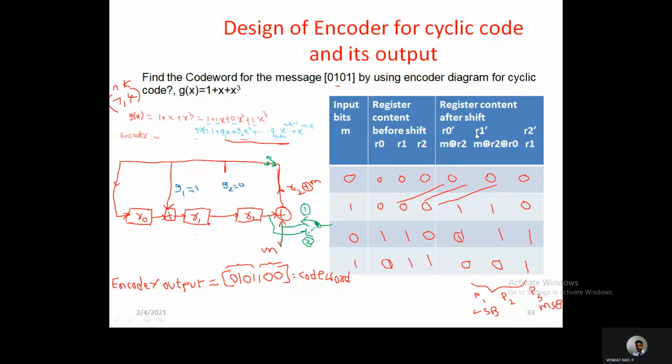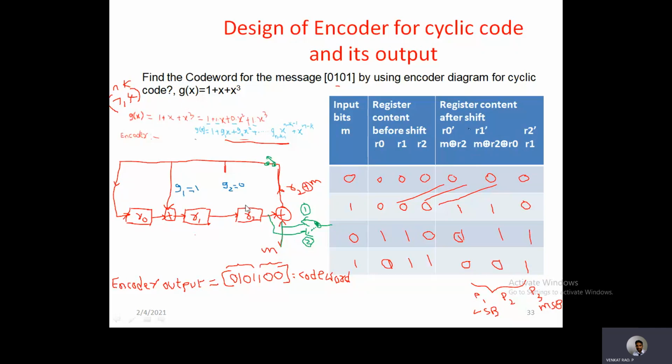Similarly, what is the content of R1 after the shift operation, that is R1 dash equal to? This content is coming from this input. How to calculate this input? This is nothing but the XOR operation of this and this. This input is coming from this path, which is again M XOR with R2, again XOR with R0. So R1 dash is M XOR with R2, XOR with R0.